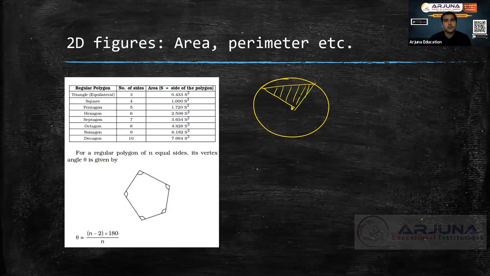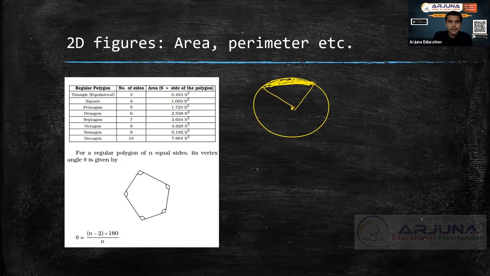No, this is not the segment. What is the segment? I think this other area is the segment, right? So this is the segment. So what will you do for that? There is a formula also. What is that formula? Can anybody tell?